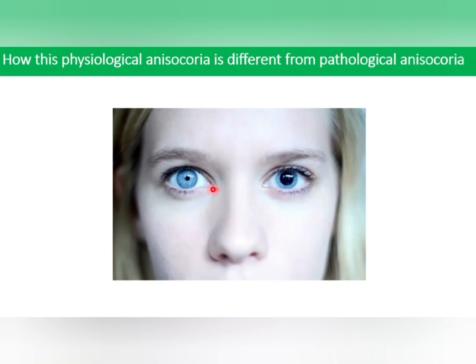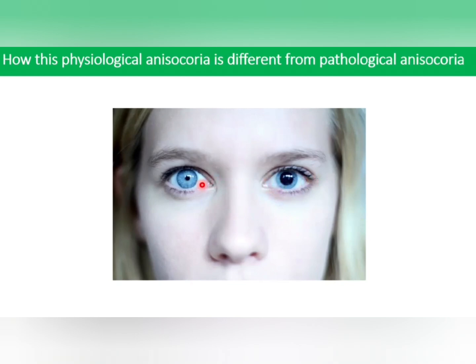Second, consistency. Here the size difference remains constant in different lighting conditions, and it also does not affect vision or come with symptoms like eye pain or drooping eyelid. And reaction to light: here both pupils respond normally to changes in light, so that indicates there is no neurological abnormality, tumor, or aneurysm, anything.